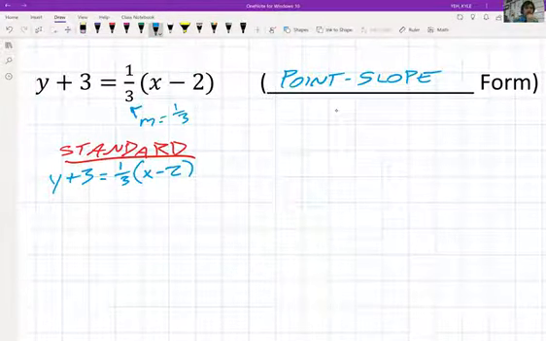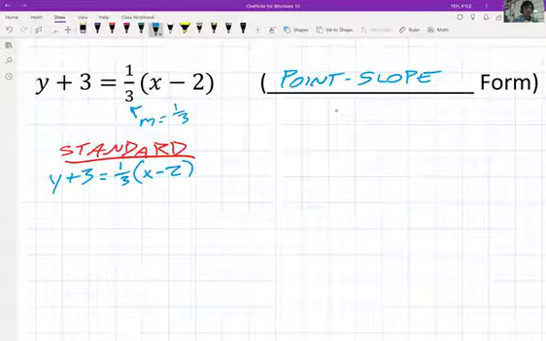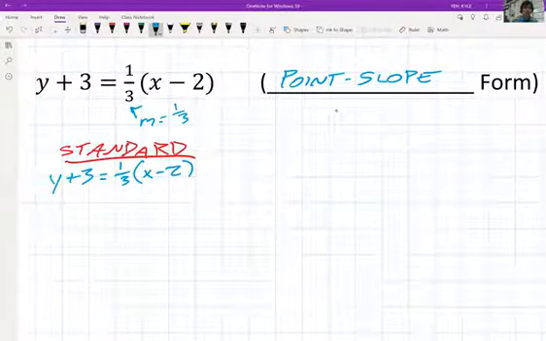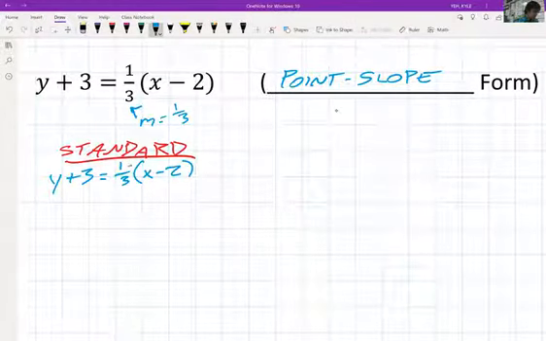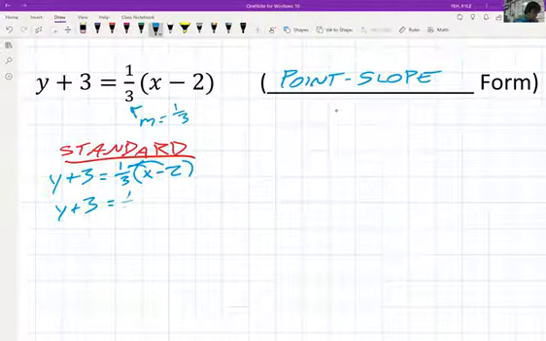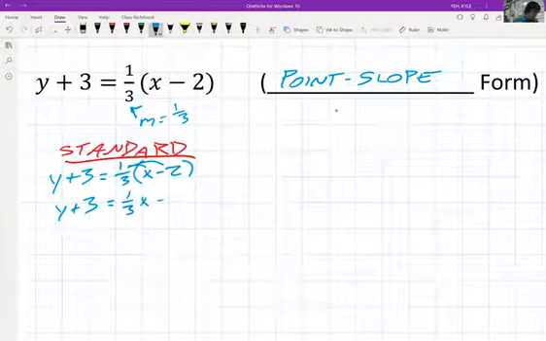And so how do I get this to standard form? Well, I need to get x's and y's on the same side. I need to make sure that x's are positive. There's nothing I can divide out. They're all integers, all those rules. So I'm just going to start doing things that my math instincts have kind of been honed to do. I'm going to distribute that 1/3. So y plus 3 equals 1/3 x minus 2/3.